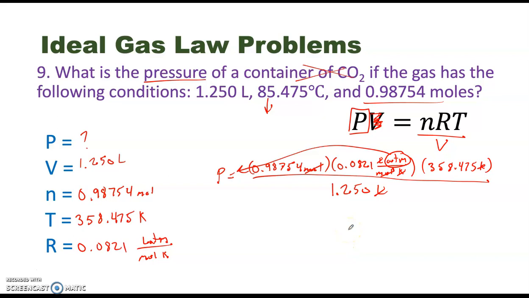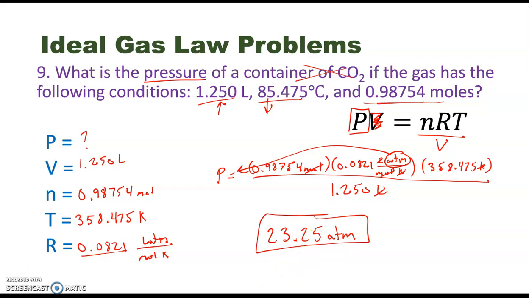So if I type all this in, 0.98754 times 0.0821 times 358.475 divided by 1.250, and that ends up equaling a pressure of 23. And I gotta check my sig figs here, 4 sig figs, 5 sig figs, 5 sig figs. So we're left with 4 sig figs here. Don't worry about the sig figs of the gas constant. So then I would just go 23.25 atmospheres is my pressure here.